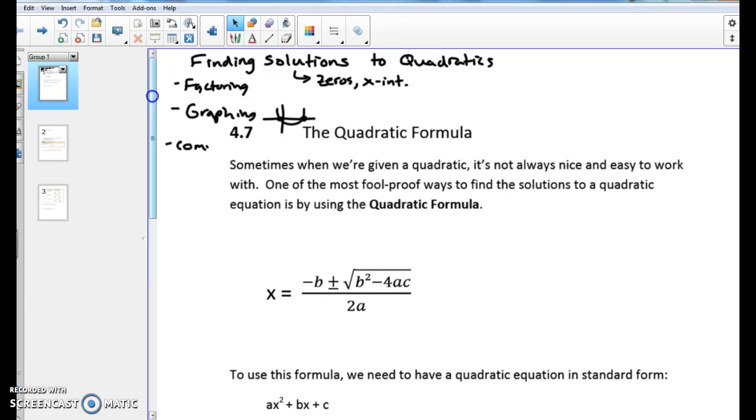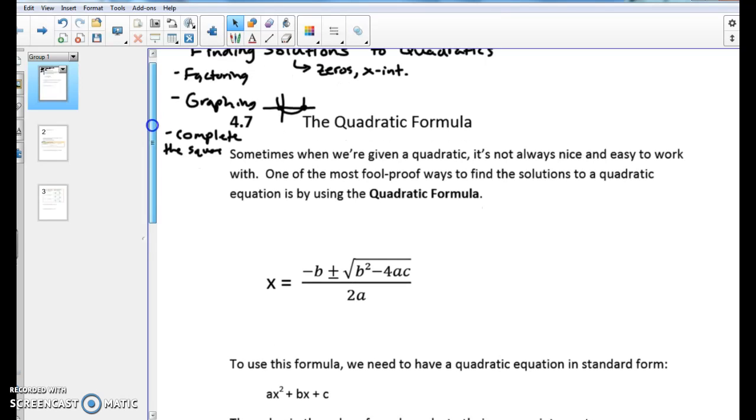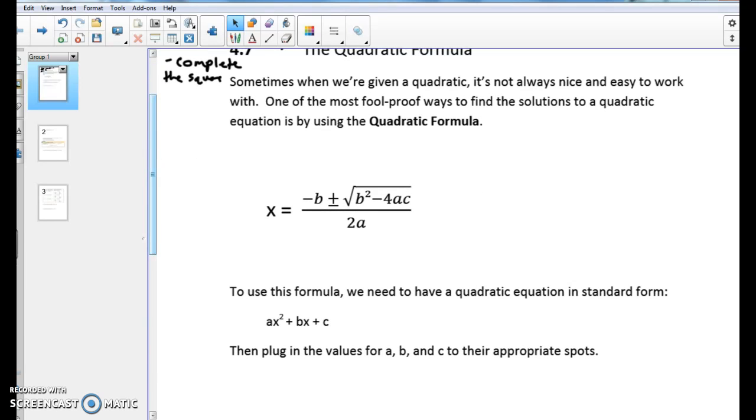You should have, in 4.6, looked at completing the square. That's another way to get your answers. And today is a new one, the quadratic formula. Something you should have seen in Algebra 1. But as it says here, it's one of the most foolproof ways to find the solution to a quadratic. We use this formula here, and I know it looks kind of crazy with b's and a's and c's, but it's really helpful when we have a quadratic in standard form.